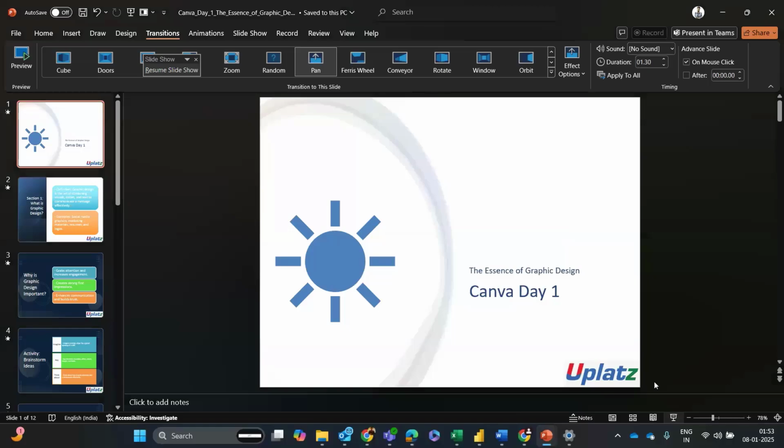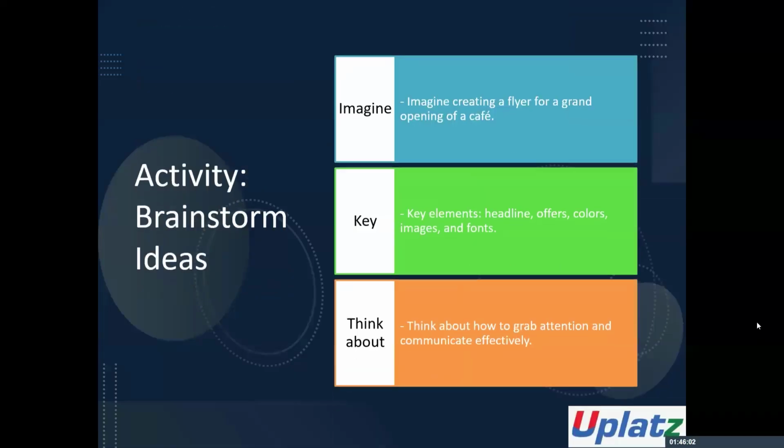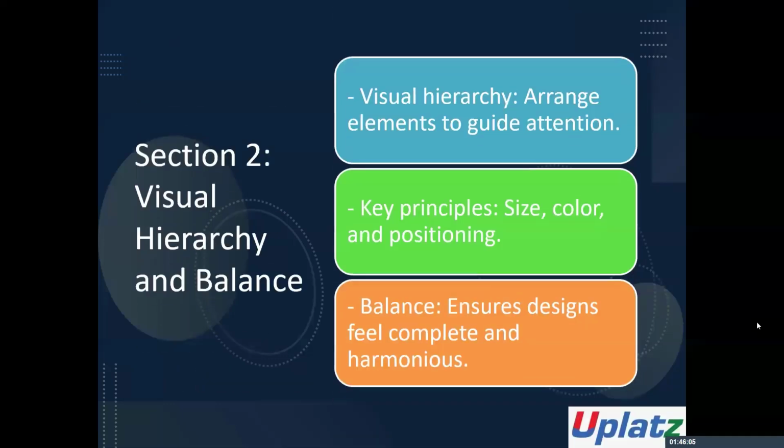Right, if we go to the presentation rather now. So what do we understand from visual hierarchy and balance from this PowerPoint? We can even see how I've maintained the visual hierarchy and balance as well. So for PowerPoints, for presentations, it's very important to arrange elements to guide attention. The key principles are size, color, positioning, and balance ensure designs feel complete as well as harmonious.